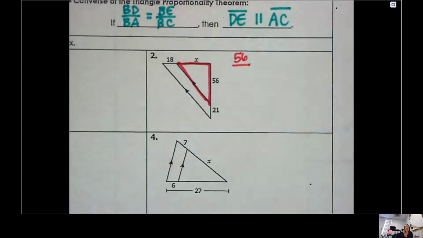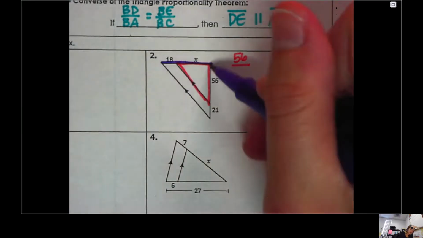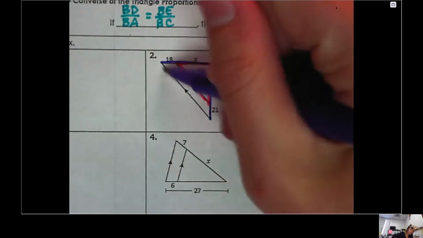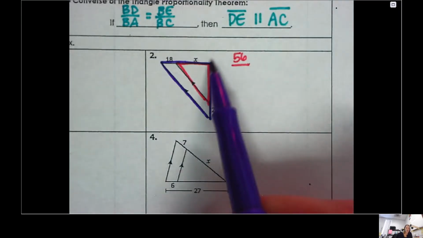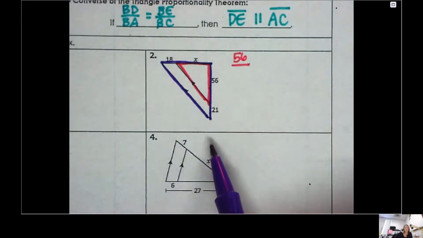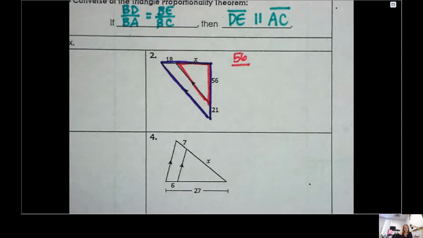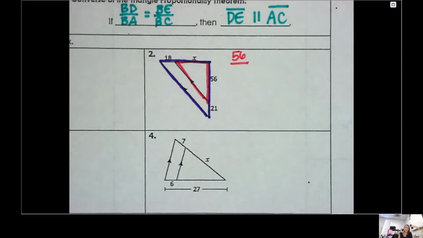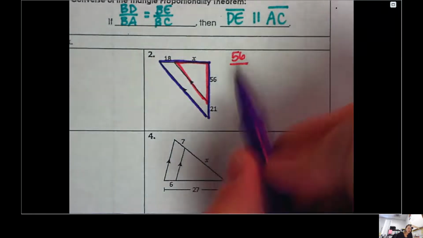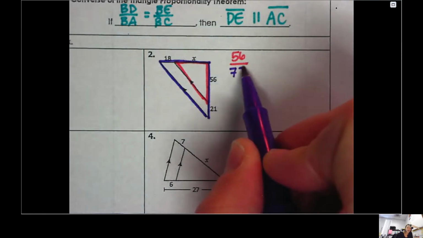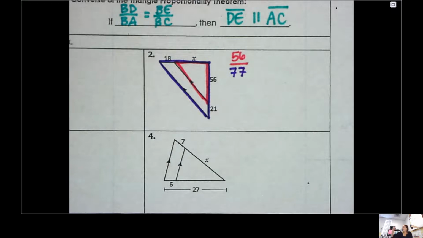Now I have to divide that by the same side on the purple triangle. Now the purple triangle is the whole thing. So 77. Good. And how'd you get that, Joe? Yeah, you just add the two together. Exactly. So 56 and 21 gives you 77. Now I have to keep that same pattern. I'm going to go to the other side and make another fraction.